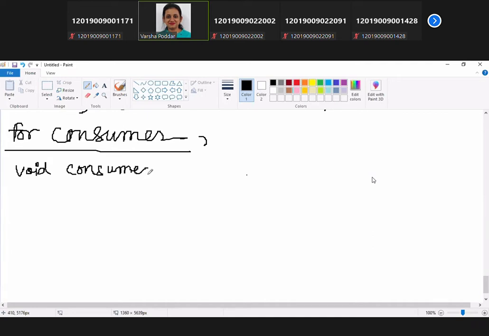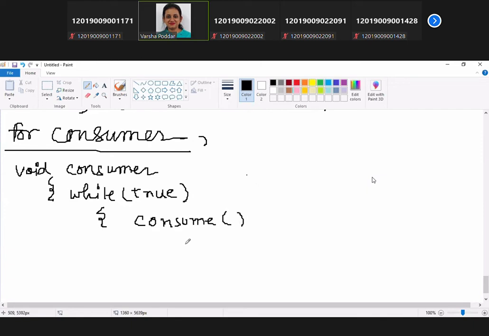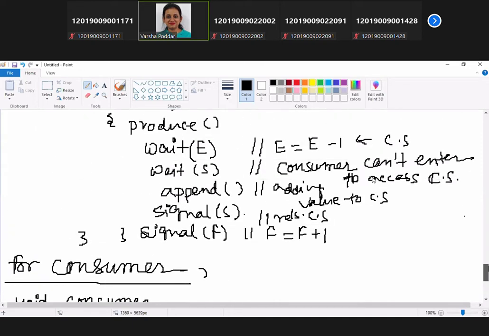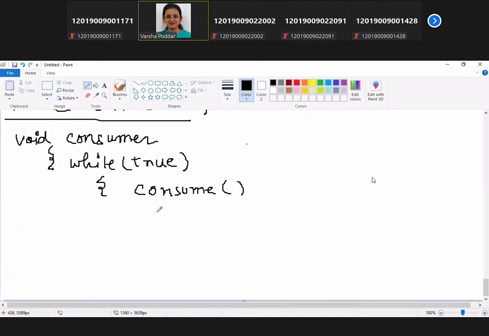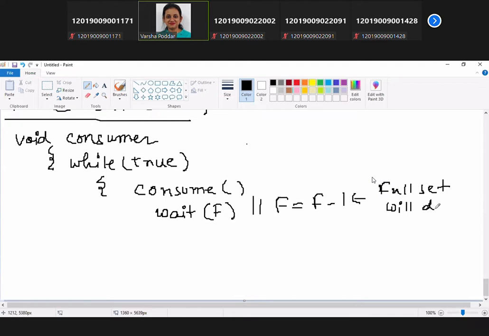void consumer, same while true condition. Then only I will enter. So consume. Suppose this is my function, any function you can use. Consume means I am deleting something, so the full set will be reduced. I am deleting from the full set, right? The full set will decrease.